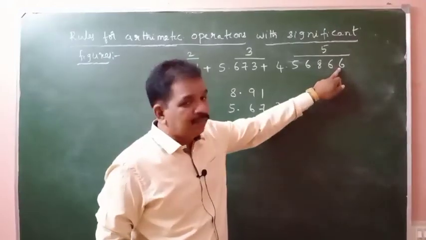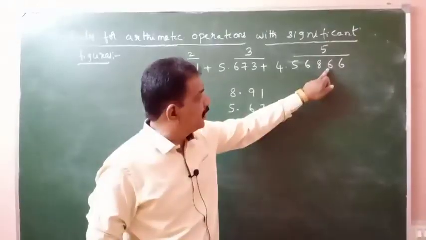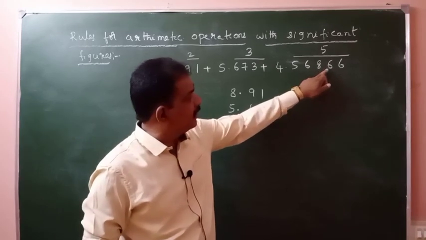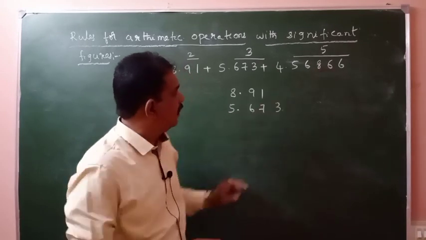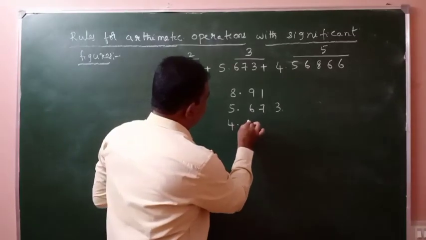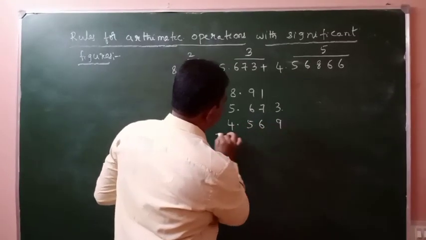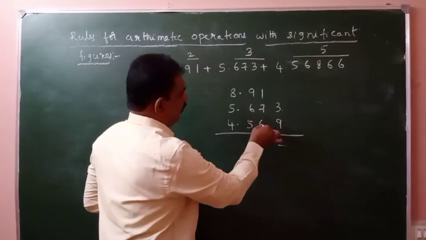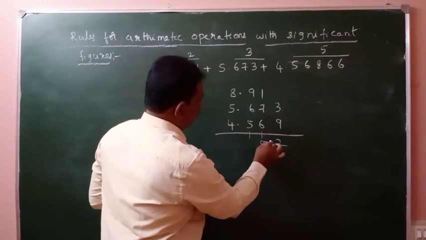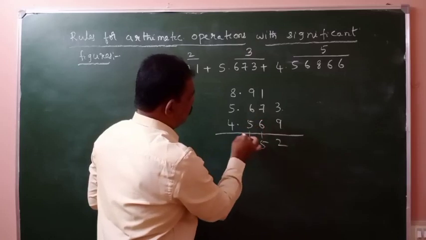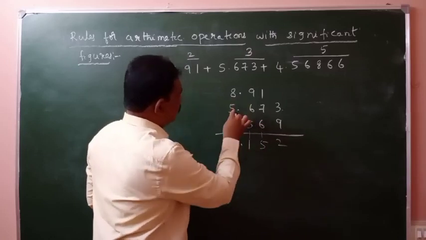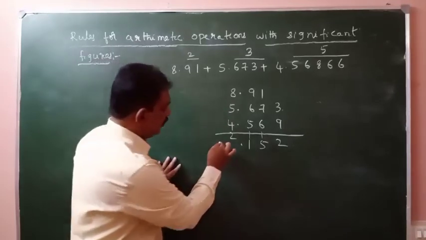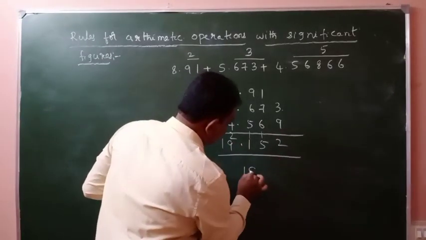6 removed, discarded, it becomes 7. This 7 discarded because it is greater than 5, so it becomes 9. So 4.569. 9, 3, 12. So 8, 7, 15. 9, 6, 15, 5, 20, 21. So 8, 5, 13, 13, 6, 19. So this is the answer we got.